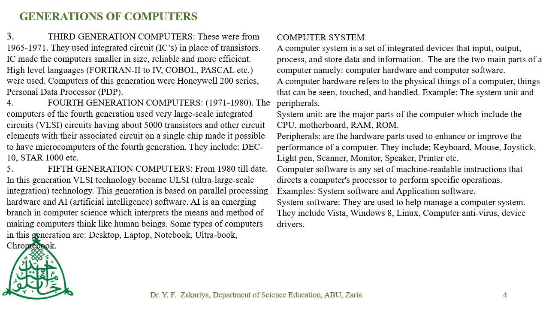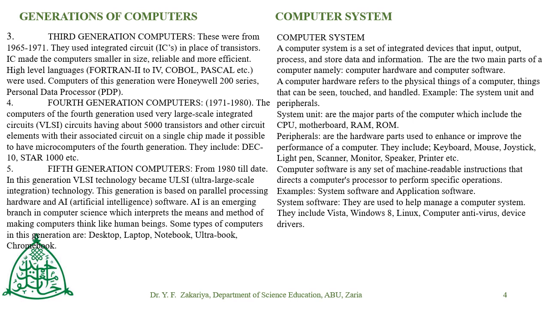I'm Sani Abubakar and I will be taking the part on computer system. A computer system is a set of integrated devices that input, output, process, and store data and information. There are two main parts of a computer, namely computer hardware and computer software. Computer hardware refers to the physical things of a computer, things that can be seen, touched, and handled. Examples are the system unit and peripherals.